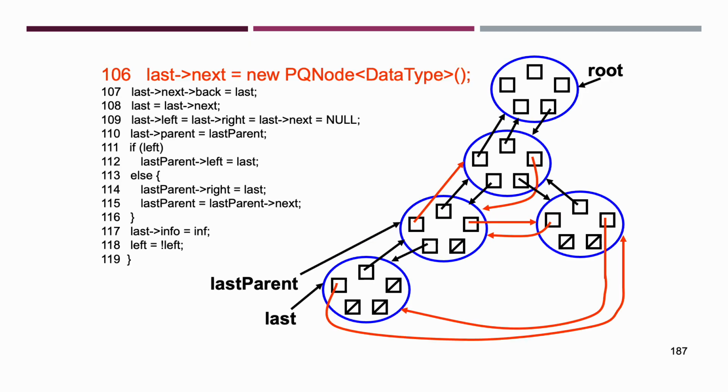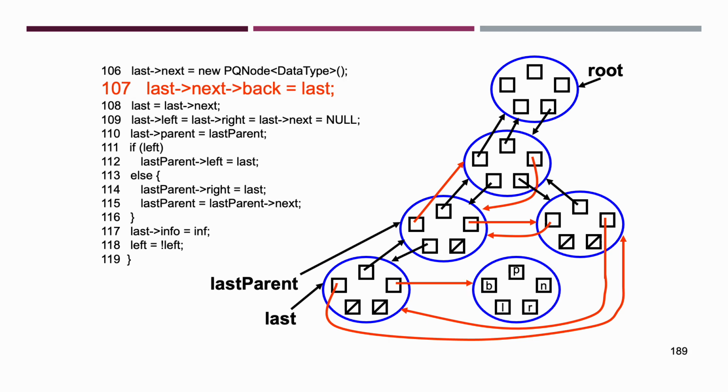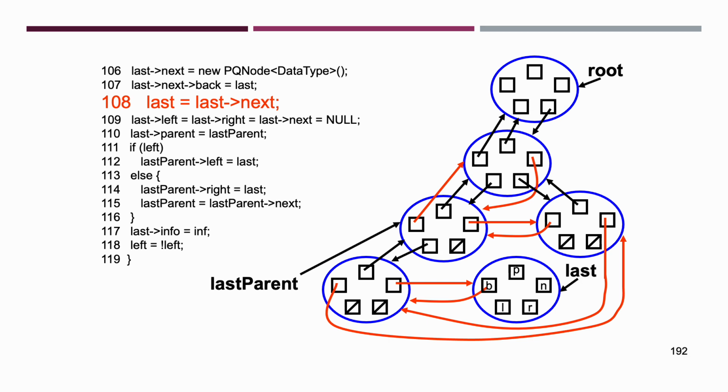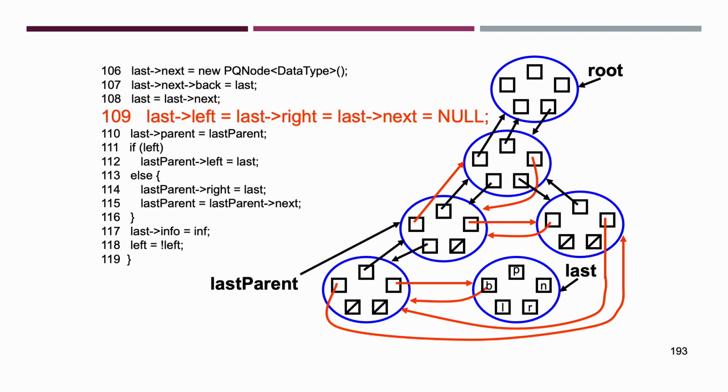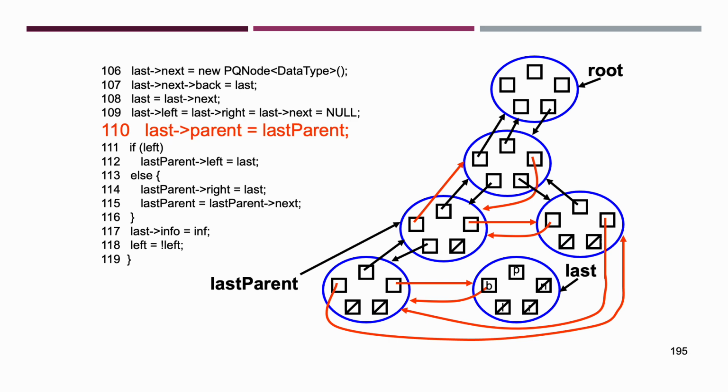Okay, so you have this diagram. If you look at line 106, the last will point to next, which is equal to new PQ node data type. So here it is pointing to next, and then next is pointing back, which is equal to last here, like that. Then last is equal to last pointing next. Now, this is the last. Then we have last pointing left, which is equal to last pointing right, equal to last pointing next, which is null. Then we have last pointing parent, which is last parent, this one.